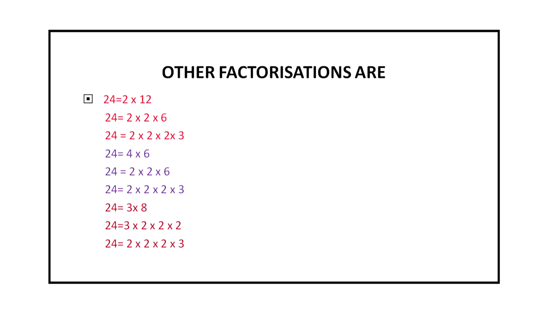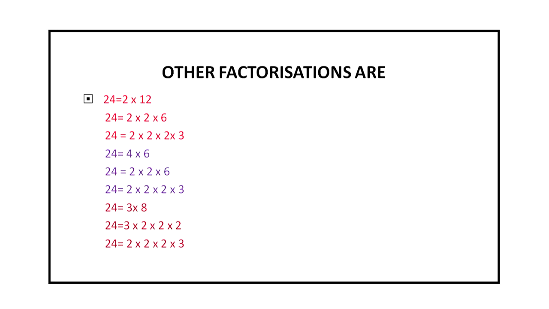Now, let us see other factors of 24 and how we can express 24 in the prime factorization method. 24 can be written as 2 into 12. 24 can also be written as 2 into 2 into 6. And it can also be expressed as 24 equals 2 into 2 into 2 into 3. In all these cases, the product of factors equals 24.